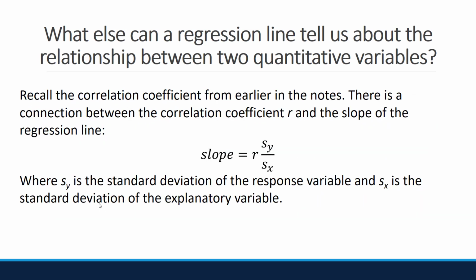Recall the correlation coefficient from earlier in the notes. There is a connection between the correlation coefficient r and the slope of the regression line.